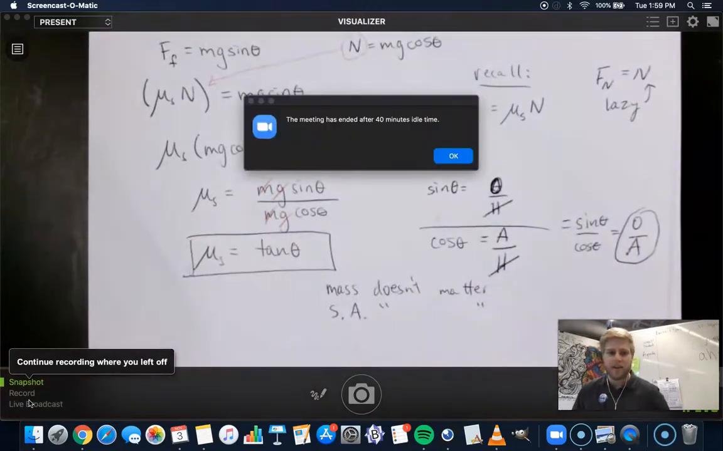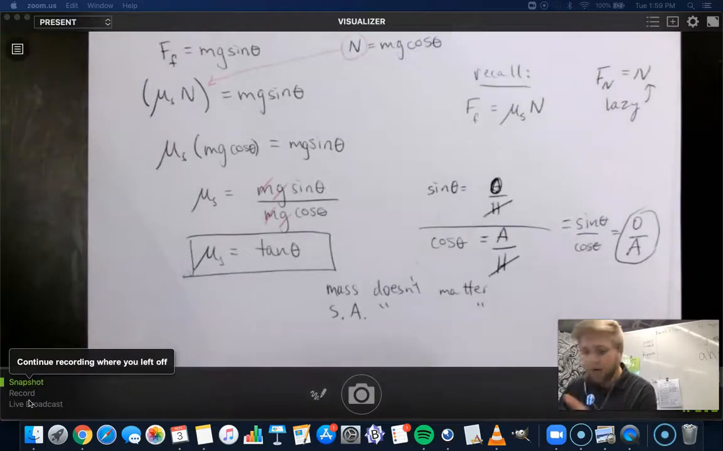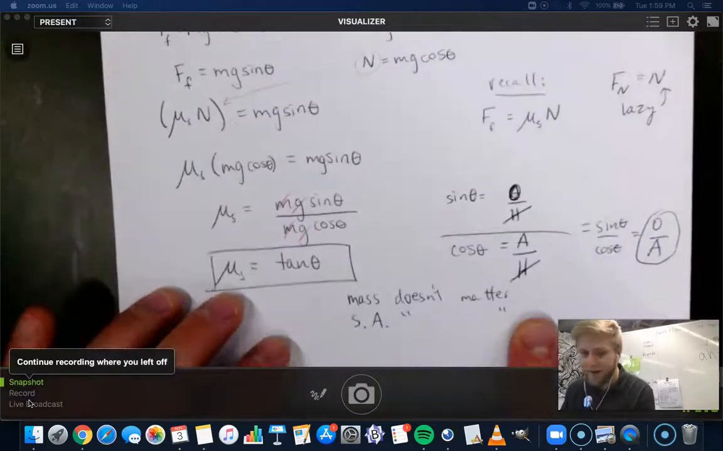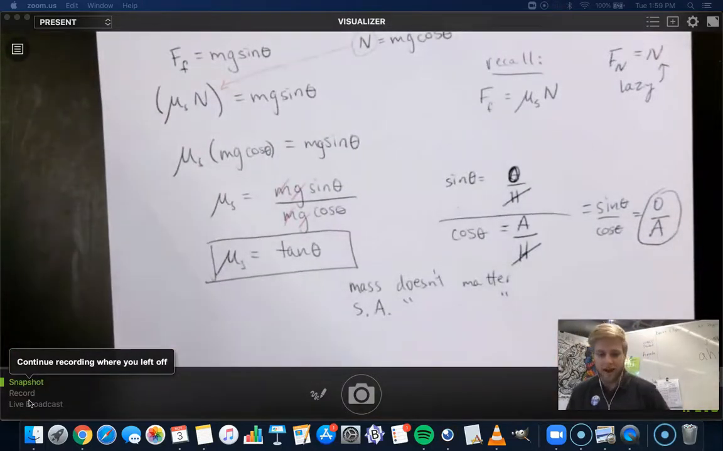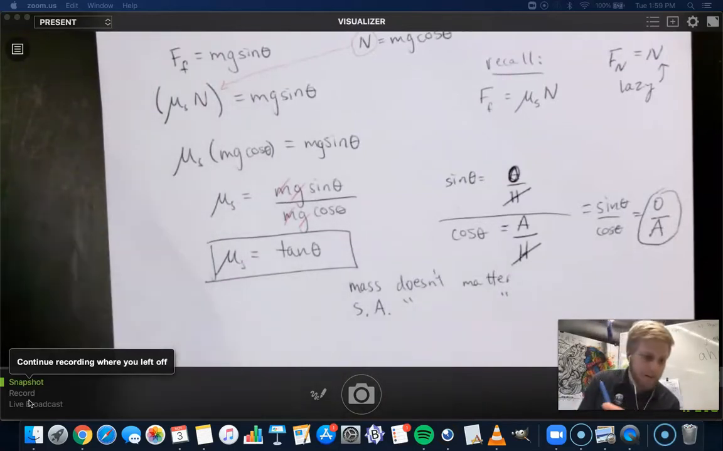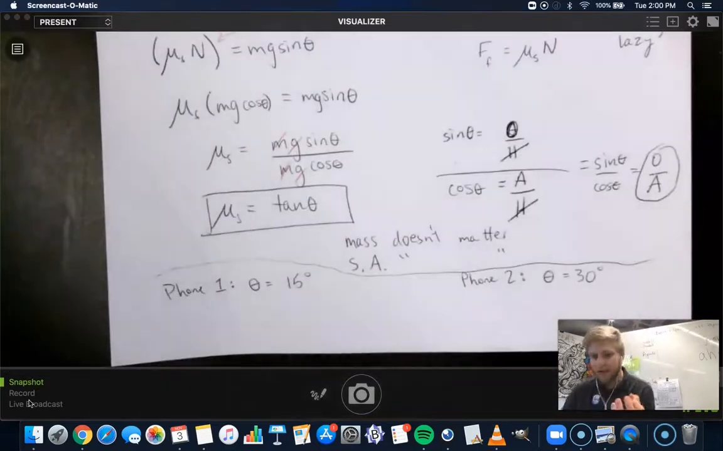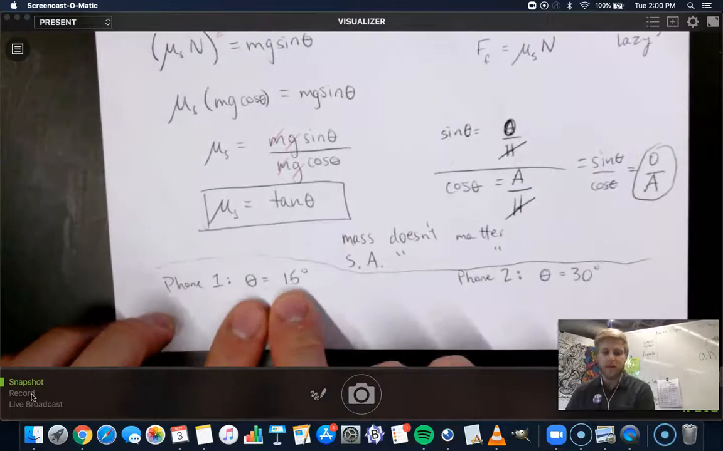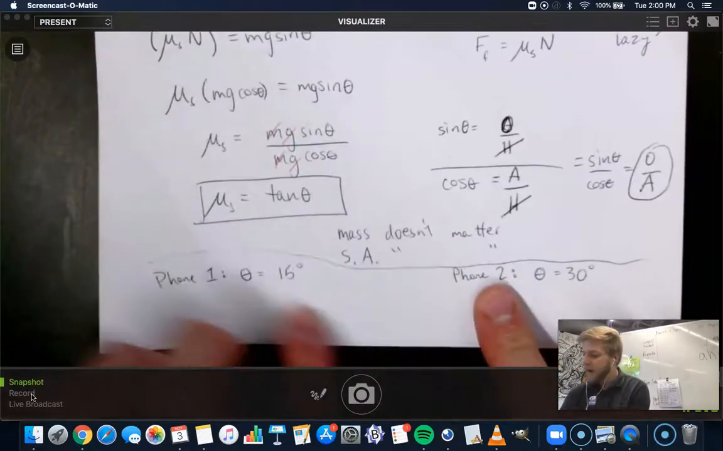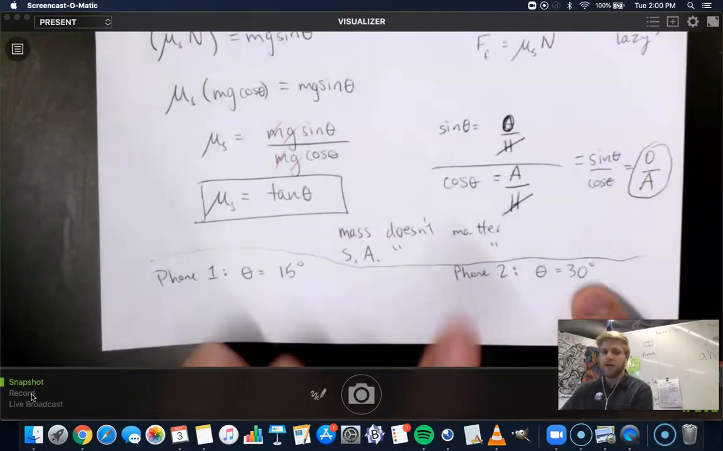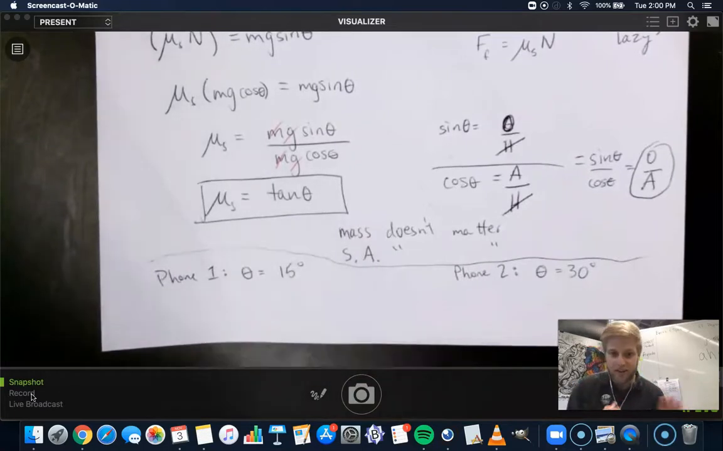Also, a lot of folks think that the surface area might matter, but that also doesn't matter. How big my book was actually ended up not mattering, or how big my phone is ends up not mattering. So if we look back at our example a moment ago, we had that the first phone started to slide when the angle got around 15 degrees, and that the second phone started to slide when the angle got to 30 degrees. This is as easy as it gets.